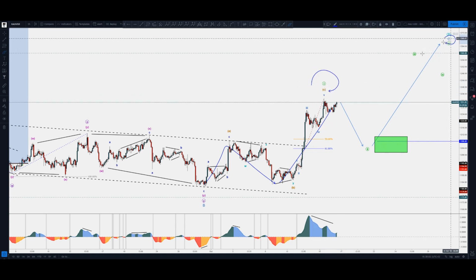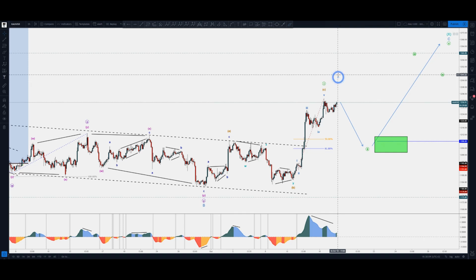Actually, an ending diagonal in the C, but a leading diagonal in the 1. I mean the first leg of the C wave, right? If you know ending diagonals, leading diagonals, etc., you know exactly what I mean, right?